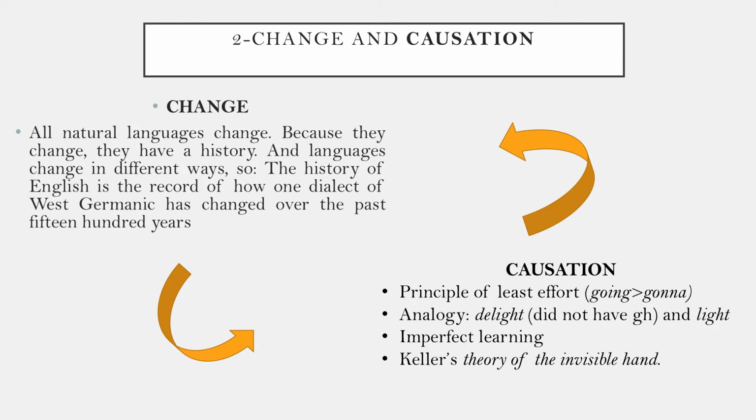Other theories explain language change, like for example imperfect learning proposed by the field of language acquisition, and other theories such as Keller's invisible hand resort to different explanations of this phenomenon.